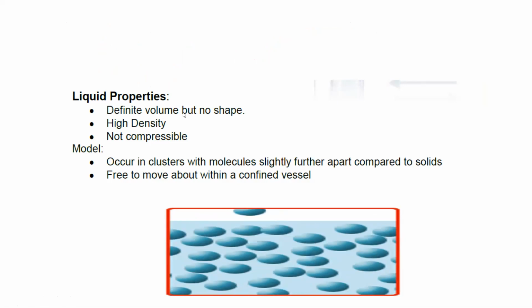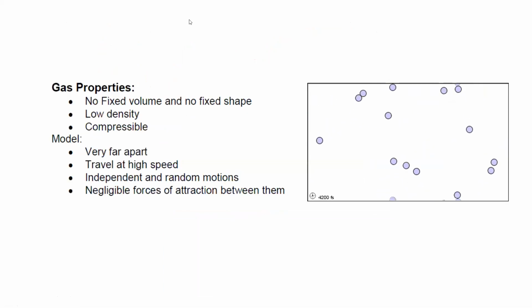And when we compare the third state, that is the gaseous state, what you see in the gas is that it does not have any fixed volume or shape. It takes the shape of a container, and it occupies the space available. It has very low density and it is compressible, because the particles have greater distance between them, so it is easy to compress.